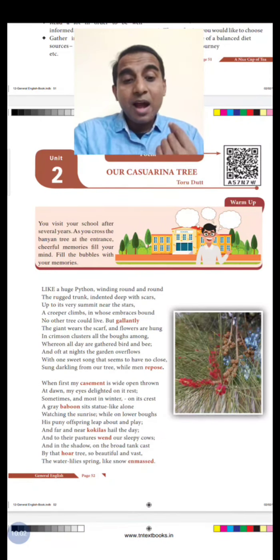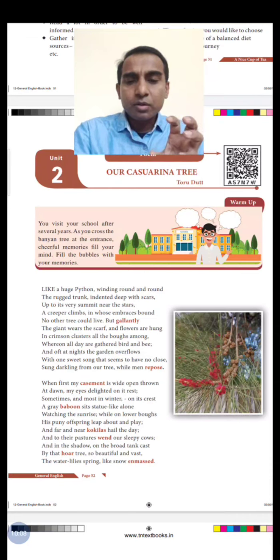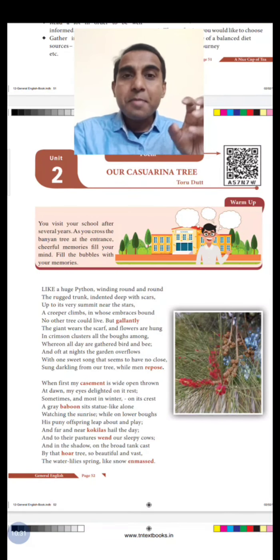And flowers are hung in crimson clusters. You can see in the picture over there, crimson clusters. Crimson means deep red in color. You can see how the flowers are hanging there, in crimson clusters, all the boughs, here meaning branches. In the branches, you can see all the crimson color flowers hanging, whereon all day are gathered bird and bee. And all throughout the day, what is gathered in the tree, bird and bee.